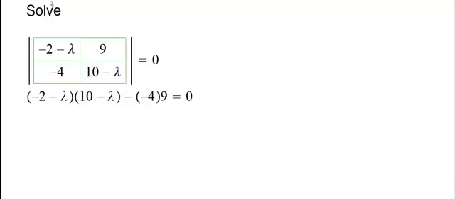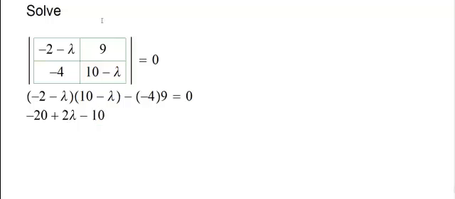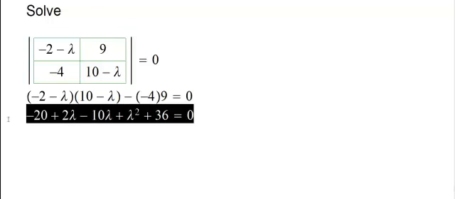Okay, so then we have lambda squared. Let me just write in the same order as it was before, negative 20. Then you have plus 2 lambda, minus 10 lambda again, plus lambda squared, right? Then plus 36 equals 0, right?